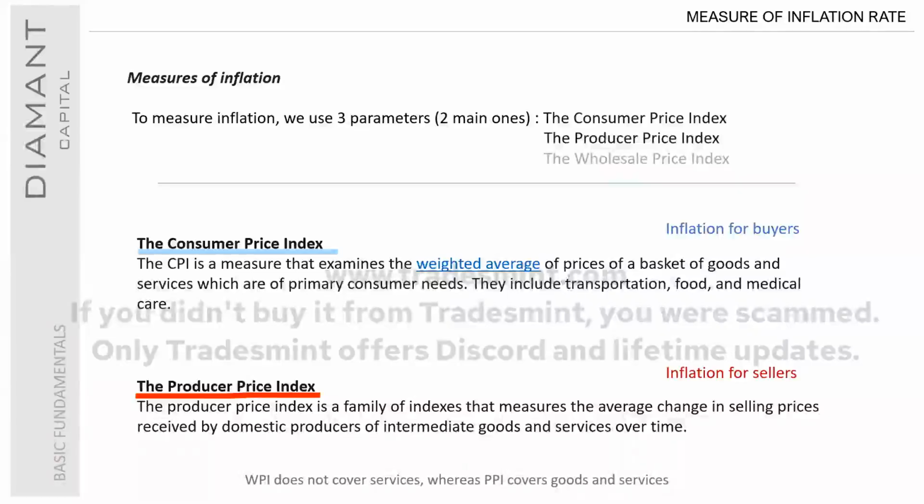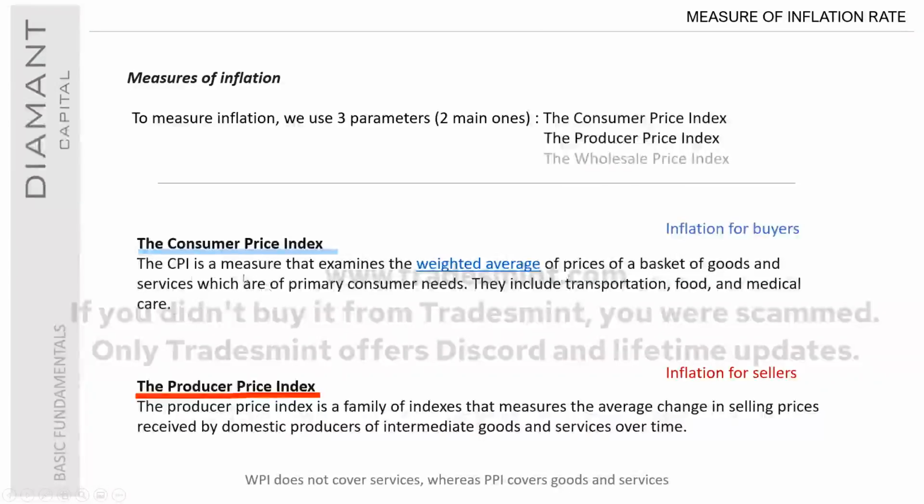So, measures of inflation. To measure inflation, we use mainly three parameters, and there are two more premium ones that we look at. The main ones are the consumer price index and the producer price index. There's also the wholesale price index, but I'll explain why we don't use it as much.